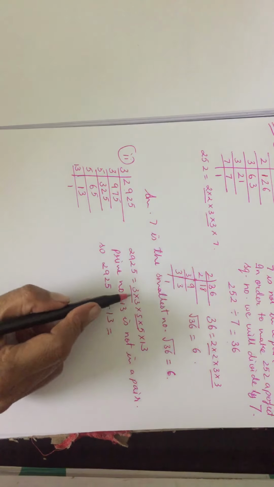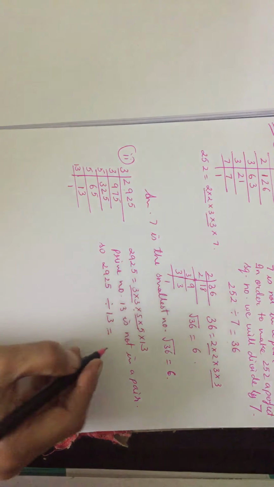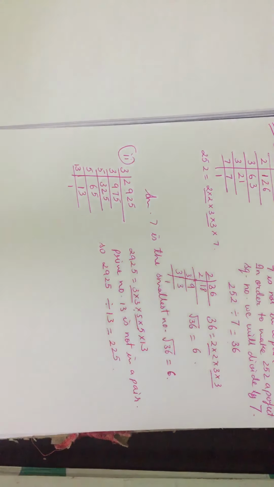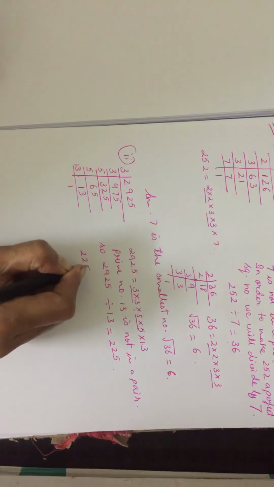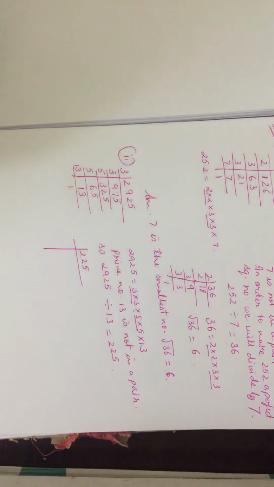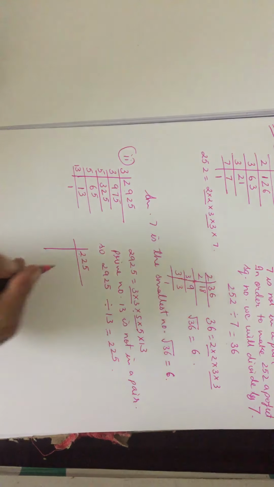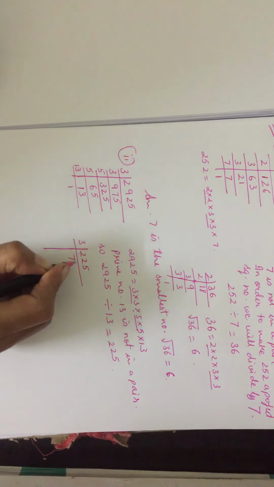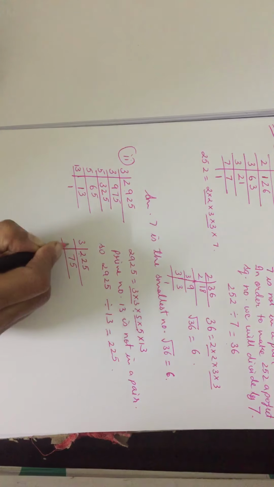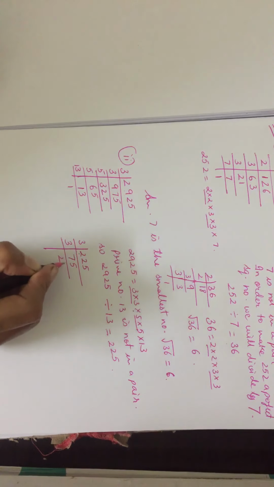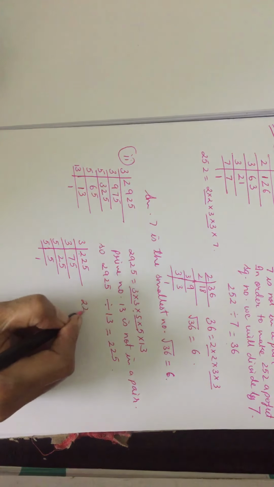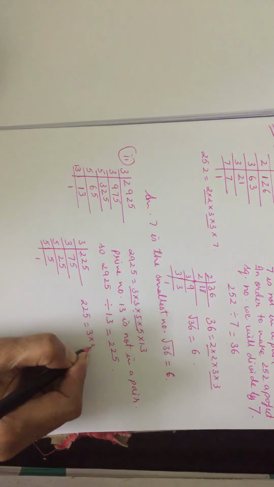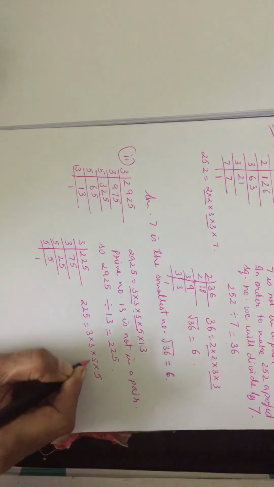So if you divide, 25 9s are 225. Now they asked you to find the square root of 225. 5 plus 4 is 9, which means it is divisible by 3. 3 7s are 21. 3 5s are 15. Again by 3, 3 2s are 6. 3 5s are 15, and 25 is the square of 5. Hence, what are the factors of 225? 3 multiplied by 3 multiplied by 5 multiplied by 5.